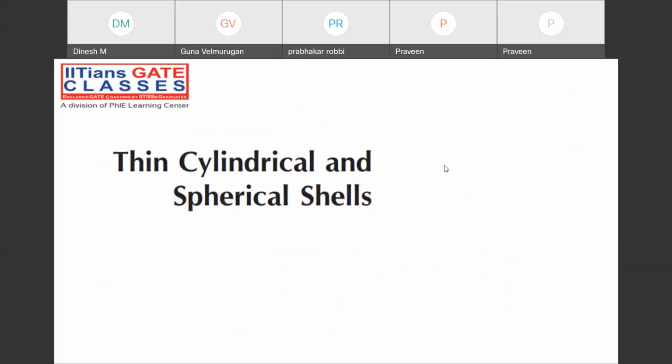Perfect. Note down thin cylindrical and spherical pressure vessels. One of the very easy chapters. We can quickly wrap up. Thin cylindrical pressure vessel.